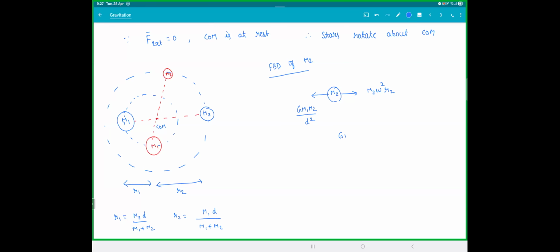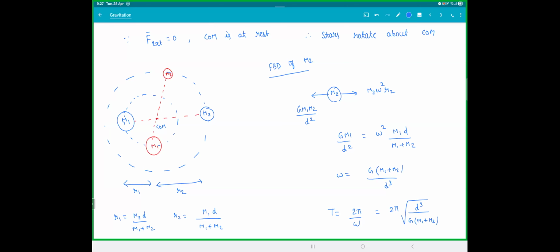And then you just equate them, you end up with G m1 by d square is equal to omega square R2, which is m1 d by m1 plus m2. So from here you get omega, which is G into m1 plus m2 by d cube. The time period is 2 pi by omega and you're done. There's a time period for one revolution. All clear with this? Yeah, most of it did get it.